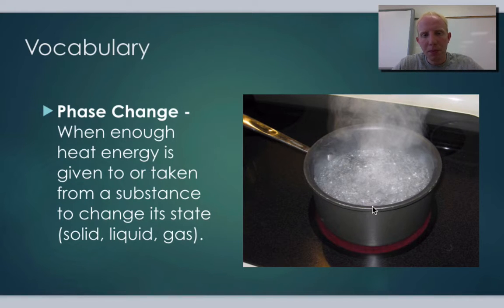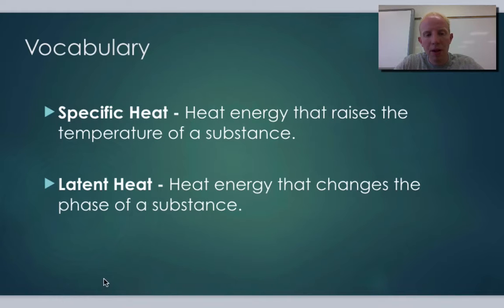In your other science classes, you've probably talked about phase changes and why they occur. In physics, we want to start calculating how much heat energy we need, how much heat causes the rise in temperature, and how much heat we need to put into something in order to cause a phase change. Now, in order to do this, we need to talk about two different types of heat. The first type is what we call specific heat. And the second type is what we call latent heat.